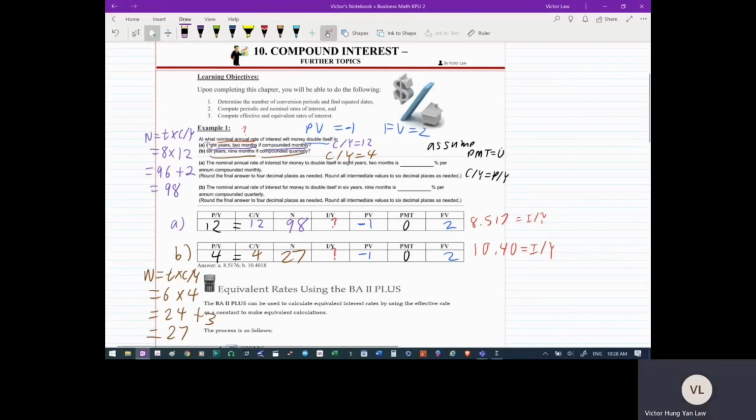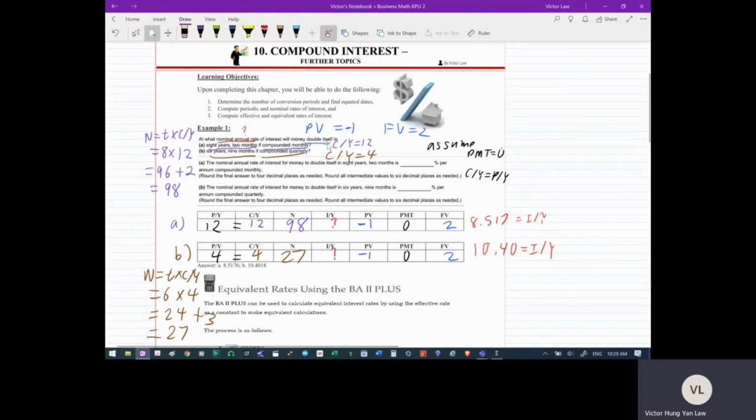When we read the question, we're looking for what nominal rate of interest will make money double itself. So what we're looking for is the I/Y, the nominal interest rate. That's why we have the question marks for the I/Y for both part A and part B. And we're looking for when the money will double itself.